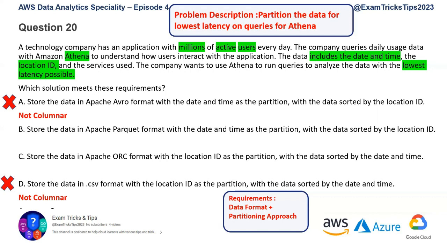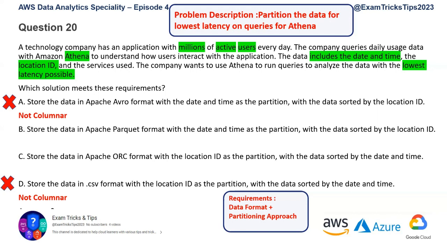If you look at option C, it is first of all using ORC format, which is not an issue. It's still columnar, but the partitioning is happening on location ID first and then date and time. When you partition on location ID, you're not going to get a good subset of the data. It will still have a huge number of records. Whereas if you partition by date and time first and then sort by location ID, you're going to get an optimum organization of your data, and that's the correct way of partitioning for this scenario. That's how you will get the lowest latency when you're looking for a particular user's service on a particular day. You chop by day first and then sort by location, and you get to that user very quickly.